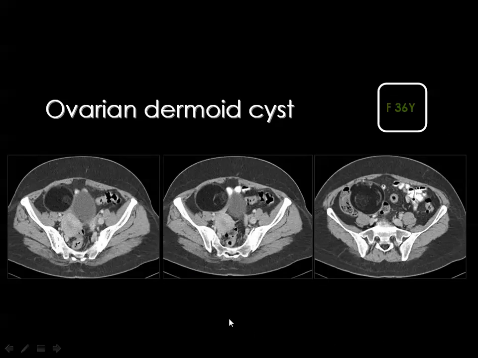Then, if you see here, you can see a cystic lesion, which is predominantly made of fat, and this is different from the fluid. The fat is more dark at the CT images, and inside the dermoid, you should see other soft tissue material, which represented the other types of tissue inside the lesion.